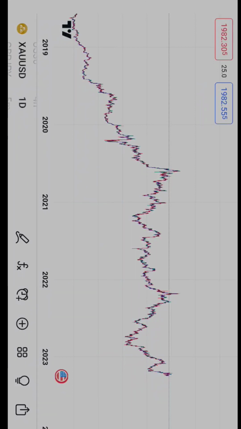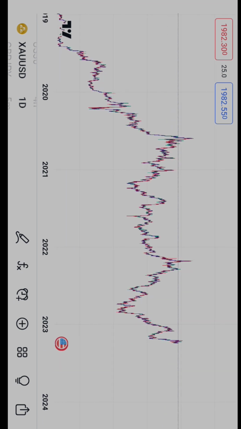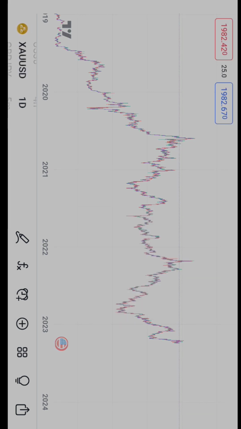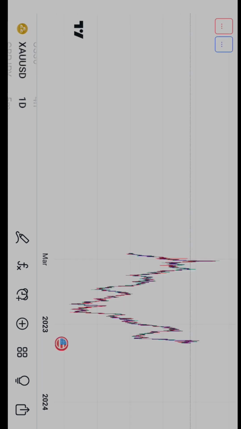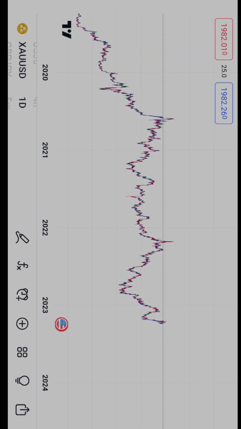Okay, so traders, we added... so this is gold, guys. Be aware, I only trade 3 pairs: gold, GBP, JPY, US30. I change pairs according to market conditions, according to the way the market moves. I don't just change pairs because I feel like changing pairs. So by the way, guys, let's start.